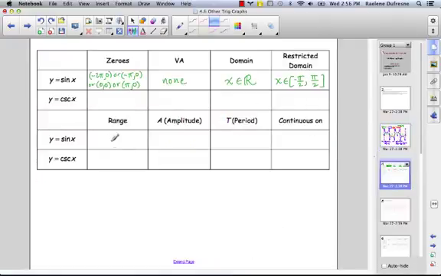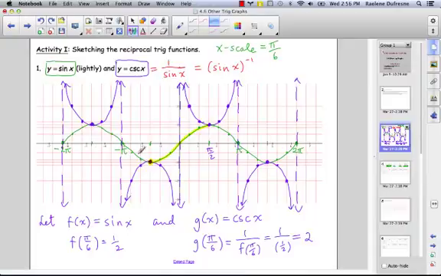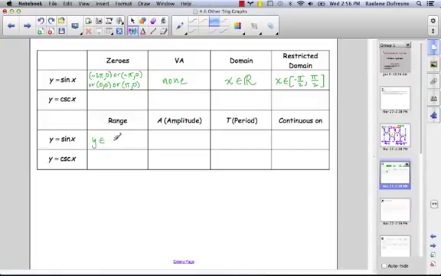Continuing on in the table, we want the range, the amplitude, period, and the interval of continuity for the sine graph. The range is the set of y values, and because the sine function is based on the opposite length over the hypotenuse length, and the hypotenuse cannot be exceeded, we have that the sine function is bounded from the heights of -1 to +1 inclusive. So y is contained from -1 to +1.